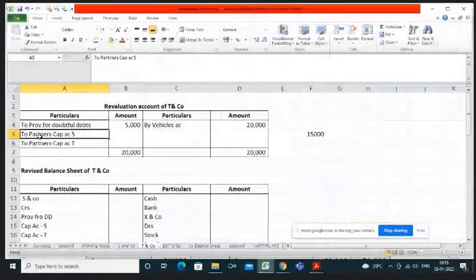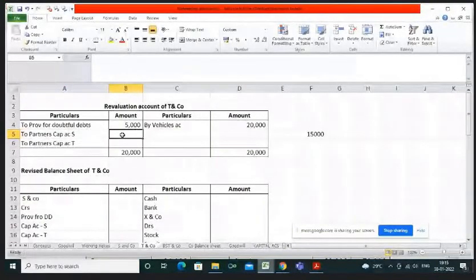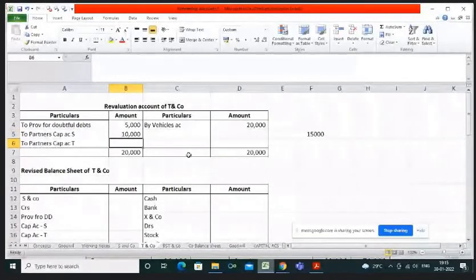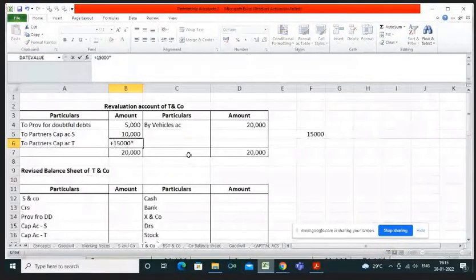So I'm transferring the revaluation profit to partner S. What profit sharing ratio does he have? He has 2 divided by 3. In the case of partner T, he has a profit sharing ratio of 1 divided by 3. 2:1 means this will be the ratio.